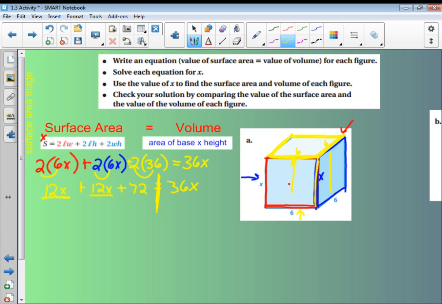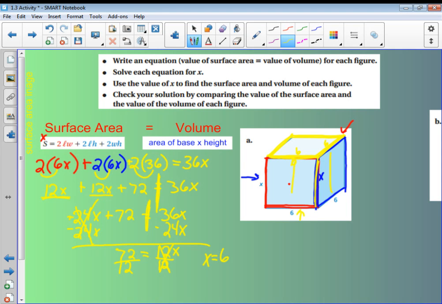So when I combine those, 12 plus 12 is 24x plus 72 equals 36x. Okay, so here's my equal sign. I already have the x's by themselves on the right side, so I'm going to get rid of this 24x. So minus 24. Remember, it was a positive, so the opposite is minus 24x. I have 72 equals 36 minus 24 is 12x. So now I'm going to divide by 12 to get it out of there. 72 divided by 12 is 6. So x equals 6.